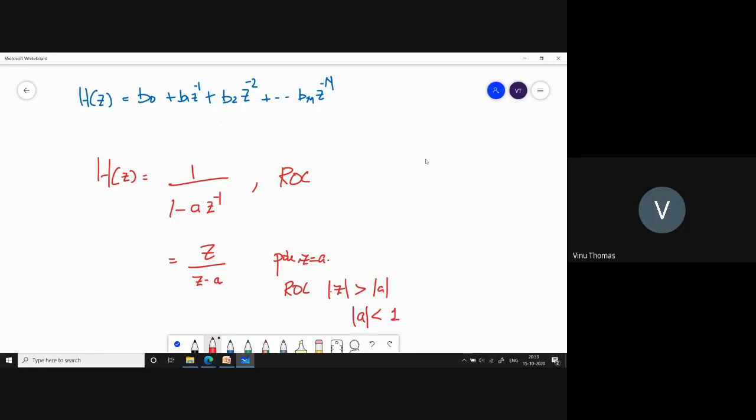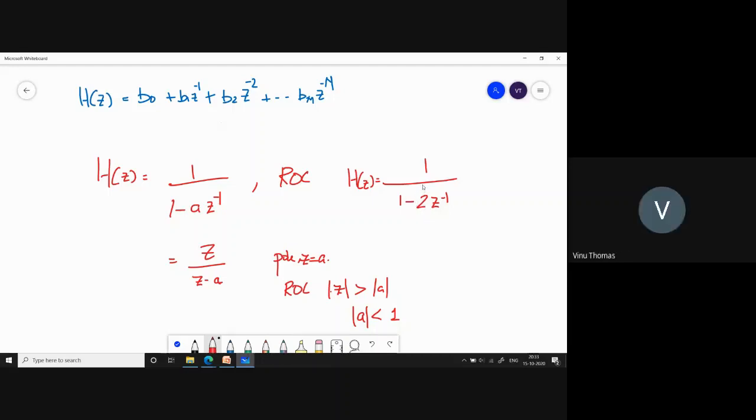So what about 1 by 1 minus 2 Z raised to minus 1? If H of Z is equal to 1 by 1 minus 2 Z raised to minus 1, is the filter stable? You have to look at the poles. Where is the pole located? The pole is located at Z equal to 2, so it is not stable, because 2 is greater than 1.